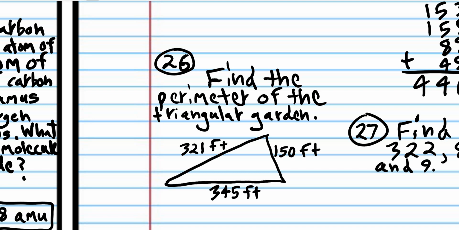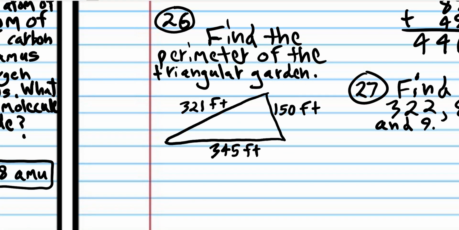So it's going to be 321 plus 150 plus 345. You're just going to add up the numbers. Perimeter is just a measure of the distance around something. So we want to measure the distance around the triangular garden. This is the triangular garden, the inside part. We want to measure what's around it, which is the border. All right, pause the video, add those numbers, and when you come back, we'll do it together.